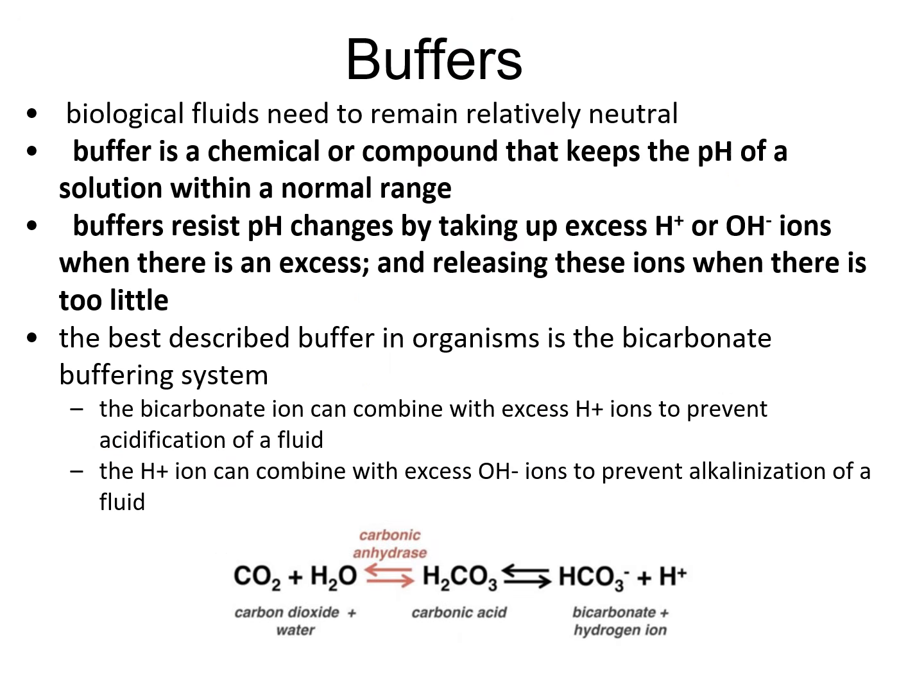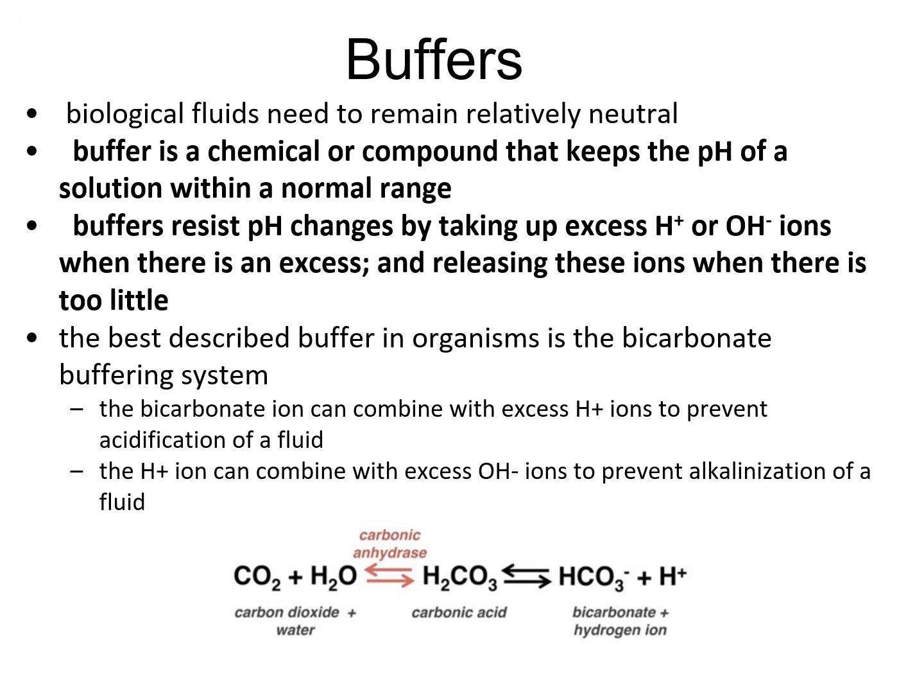Biological fluids like blood pH, tissue fluids, even the cytoplasm inside cells, need to remain relatively neutral. And in order to do so, cells will produce buffers. A buffer is a chemical or compound that keeps the pH of a solution within a normal range. Another way to look at it is a buffer resists pH changes by taking up excess hydrogen or hydroxyl ions when there's an excess, and releasing these ions when there's too little.